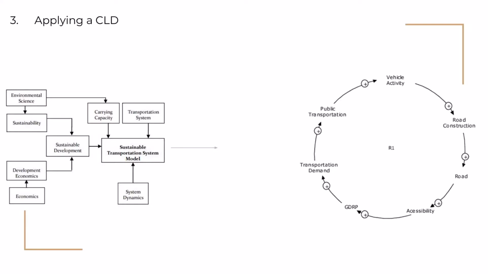on the right. An increase in the GDP leads to an increase in the transportation demand, which leads to an increase in public transportation, vehicle activity, and so on until the loop closes by increasing in GDP. Additionally, an increase in the transportation demand also leads to an increase in private vehicles and increases vehicle activity, but at the same time declines public transportation.